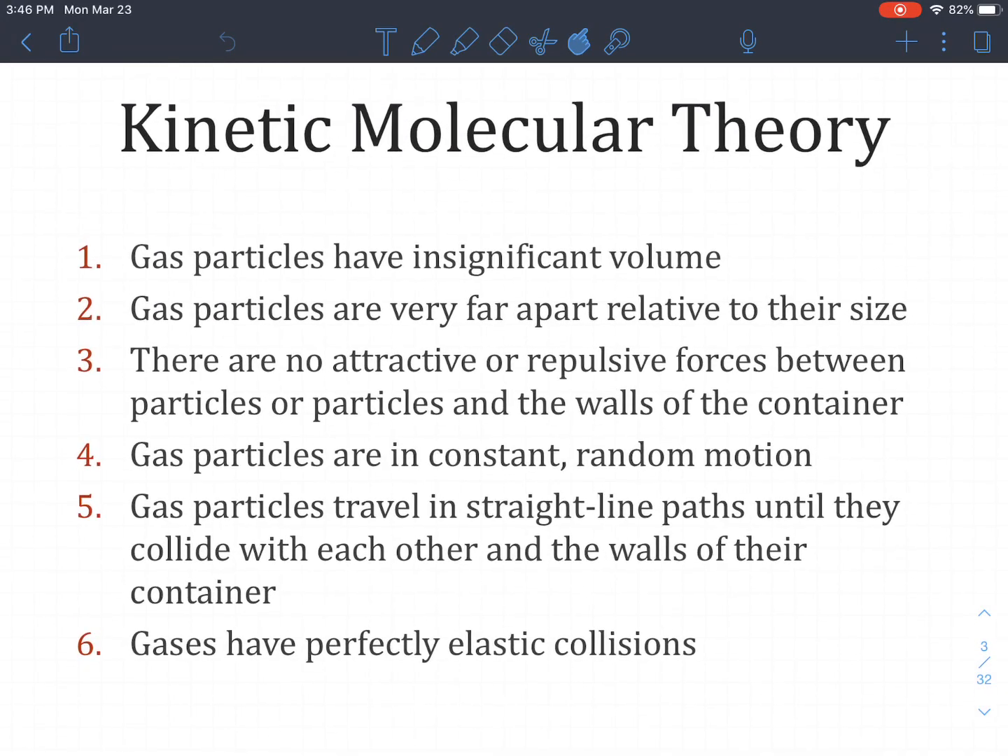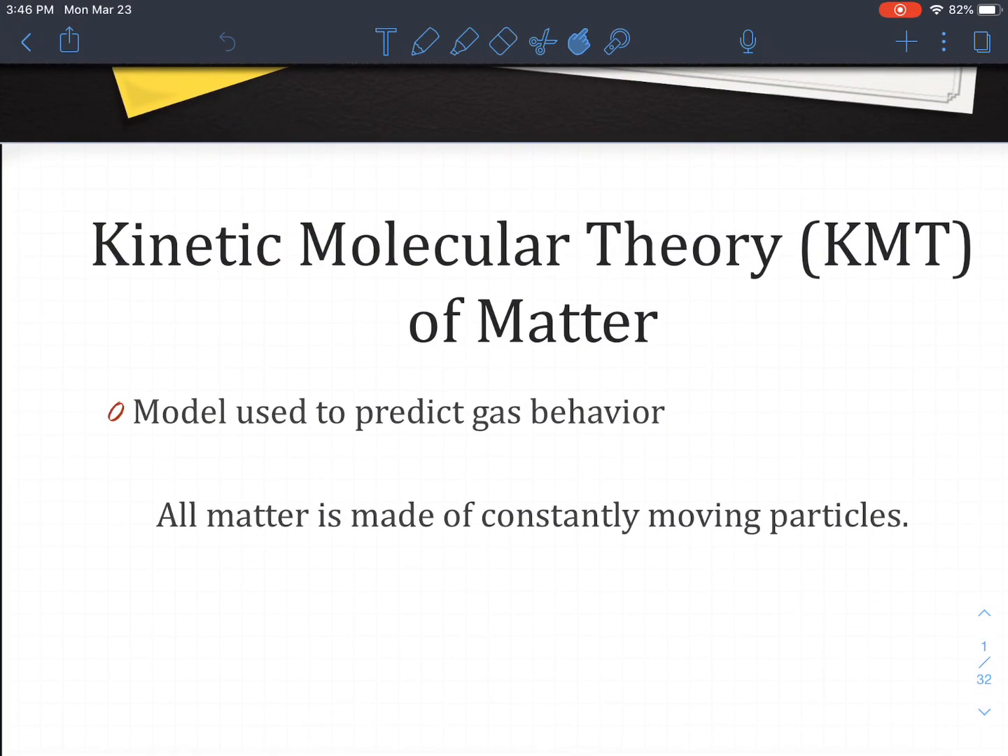So the kinetic molecular theory of matter. Basically, you guys know what the word kinetic means. It's the energy that involves speed. So the faster things move versus the slower things are moving. So it basically states that all matter is made of constantly moving particles.